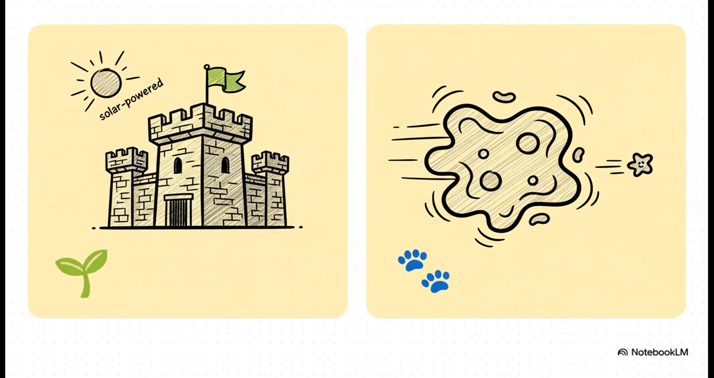In the end, it really all boils down to one of the most beautiful principles in biology: form follows function. The plant cell is a self-sufficient, solar-powered fortress built for stability and structure. The animal cell is a flexible, dynamic little engine built for moving, eating, and adapting on the fly. Each one is just perfectly designed for its own way of life.